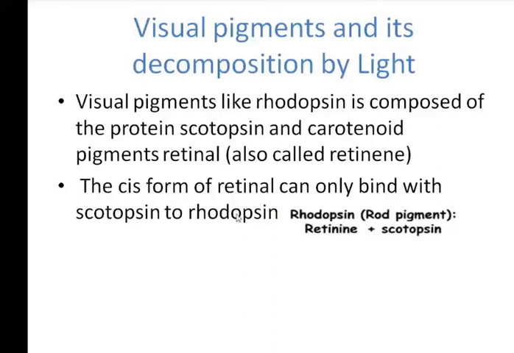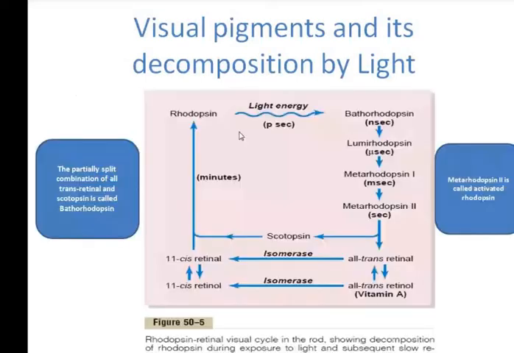I will show you that in the figure as well. What is bleaching? You should know that right now: the cis form of retinol combines with the scotopsin and forms the rhodopsin. Clear? Am I clear? Yes, sir.